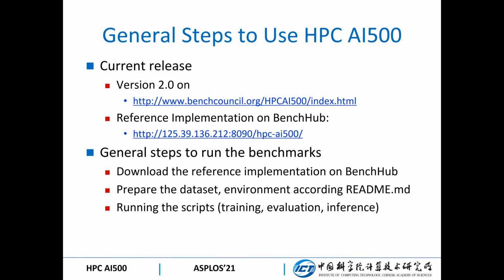The current release of HPC AI500 is version 2.0, which is publicly available from the BenchCouncil HPC AI website. The reference implementation of HPC AI500 is on BenchHub. The general steps to run the benchmark are as follows.